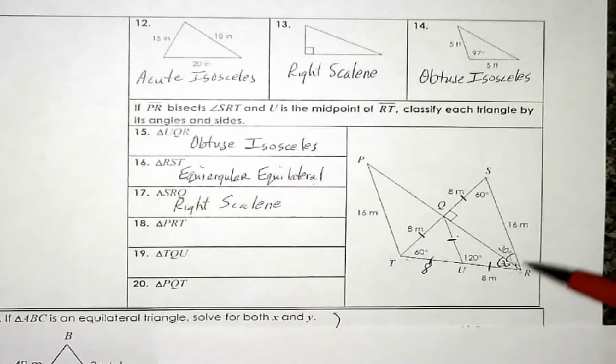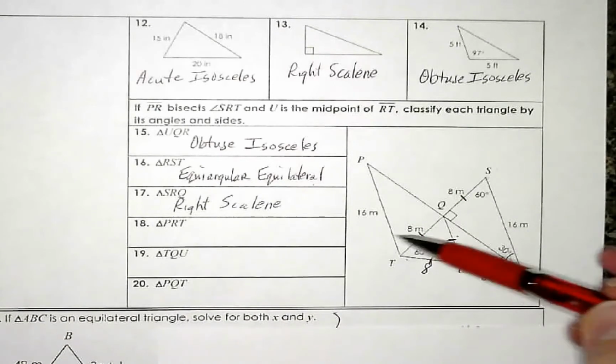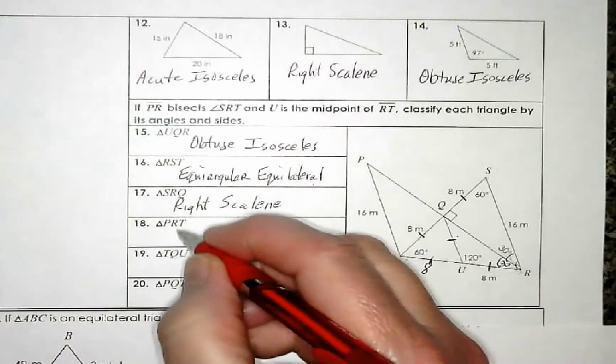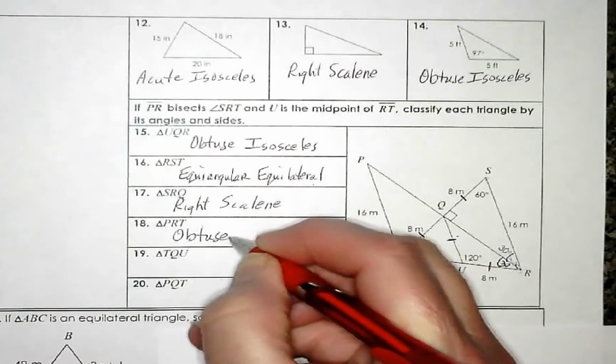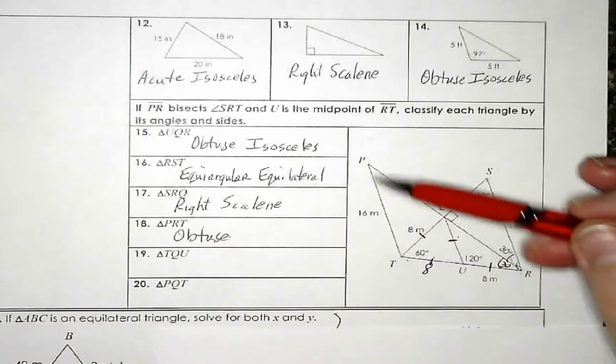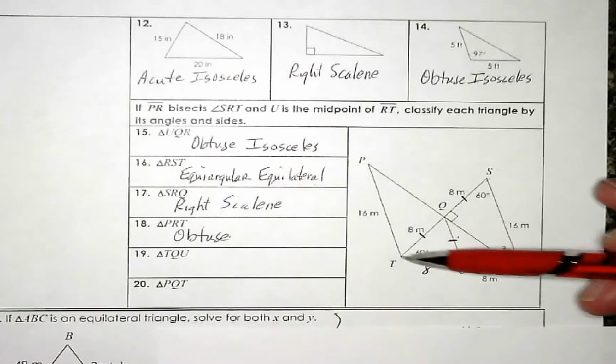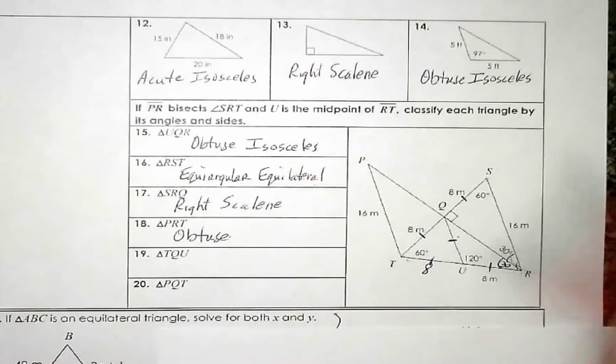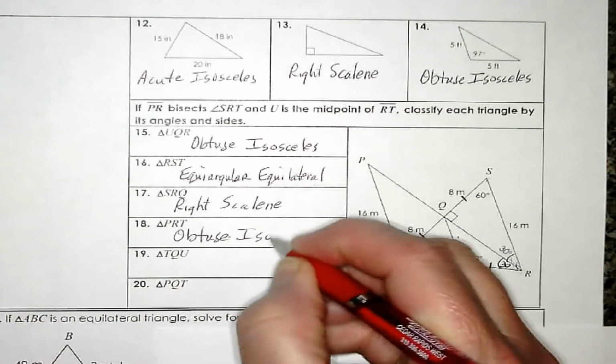PRT. Okay, you can see here this angle is more than 90, so that's going to be obtuse. Okay, so we got these two sides here. This side PT is 16 and T to R is 16. So 2 sides equal is isosceles.